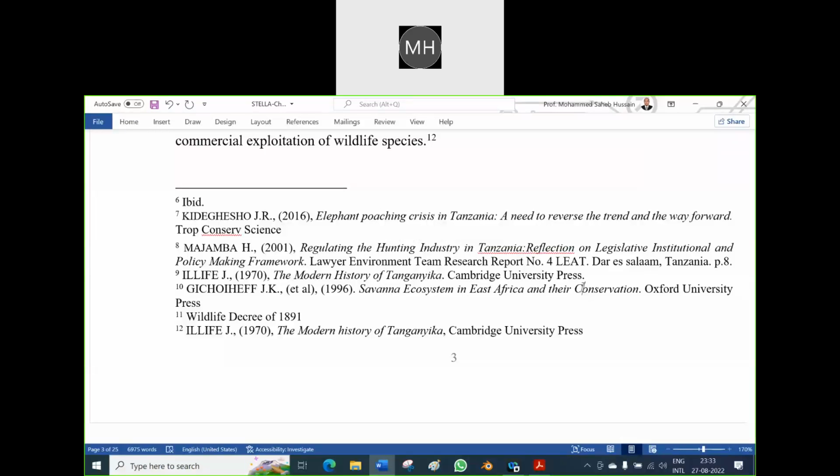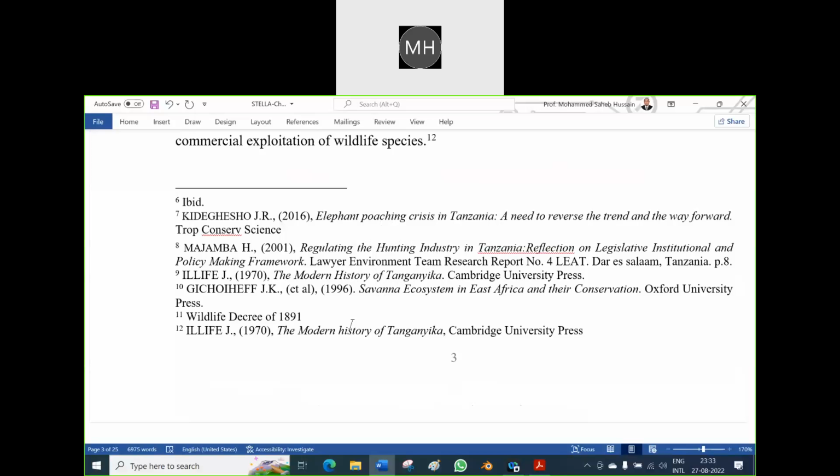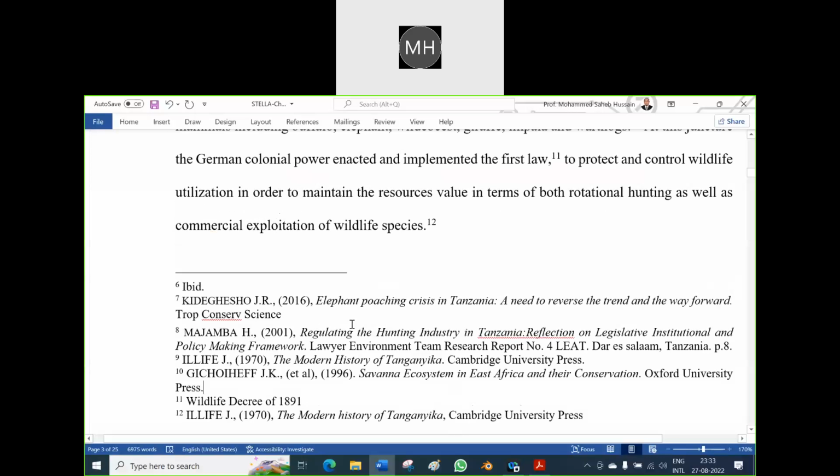So, if it is India, first name, India, right? Oxford University Press. Then every footnote ends with a full stop. So, 11th here, I don't know what you wrote here. 11th, Wildlife Decree of 1891. The decree of which country? This wildlife decree, you wrote 11th here, footnote. Let me check where you wrote the 11th.